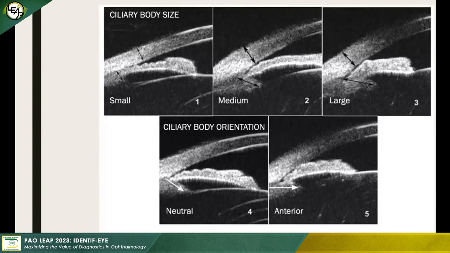Another parameter is the ciliary body size, wherein you're able to describe the size of the ciliary process. So you have small, medium, and large, and this is always in reference to the thickness of your peripheral cornea. Finally, there is your ciliary body orientation. So you have two, it's just neutral or anterior. It's neutral if it points a bit flat or sometimes even more posteriorly. But when your ciliary process is pointing more anteriorly, that is the anterior ciliary body orientation.